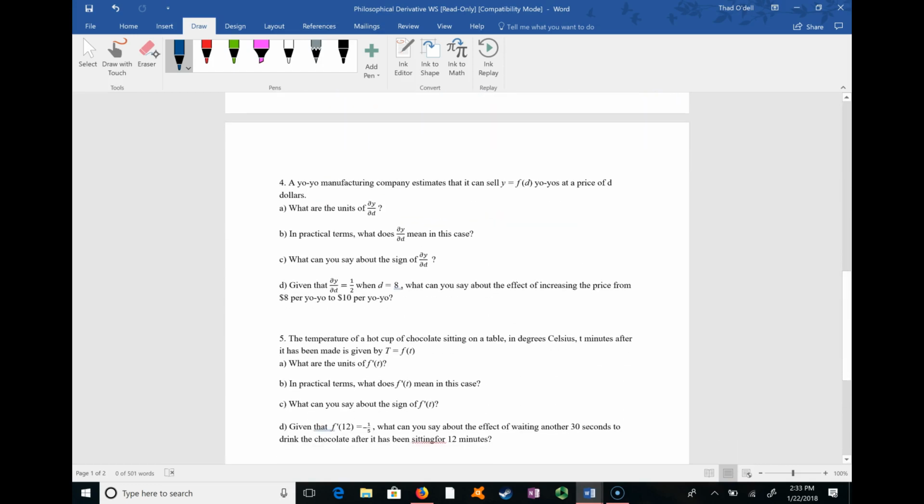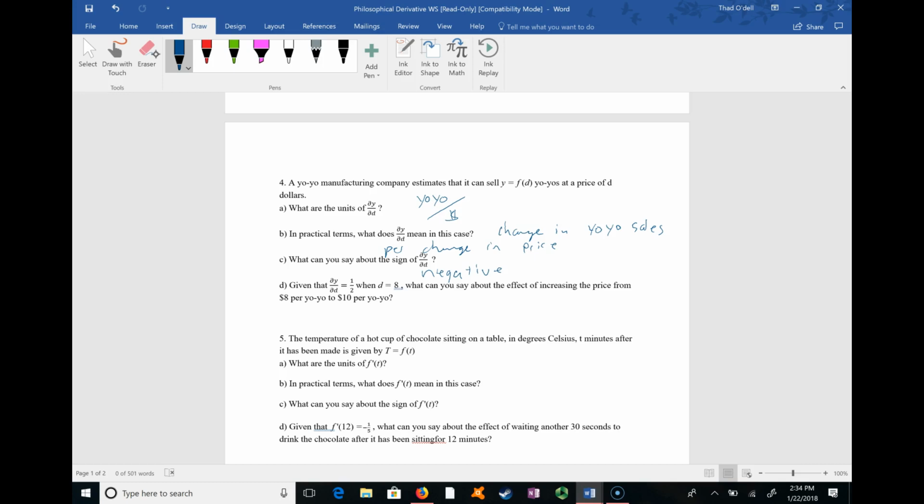Okay. Moving right along, Yo-Yo Company, very similar idea. This is yo-yos per dollar. In practical terms, what does that mean in this case? It's the change in yo-yo sales per change in price. I think yo-yos are similar to the cords of wood, that's going to be negative. The higher your price, the fewer yo-yos you're going to sell. Although now this one is contradicting what I just said. It says the derivative is 1/2 when d equals 8. So that means that if I raise the price $2, I will sell 1 more yo-yo. So maybe 10 is the magic price.